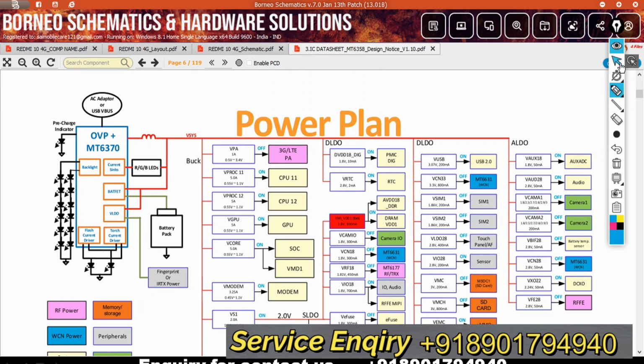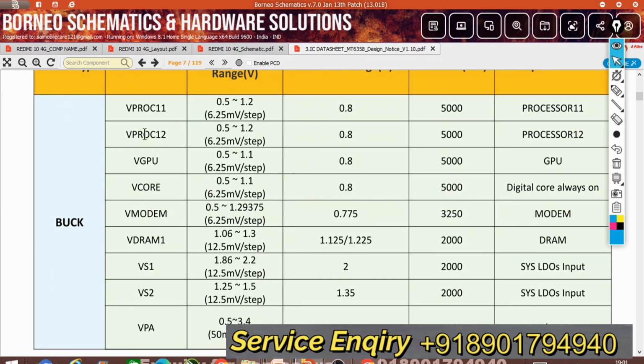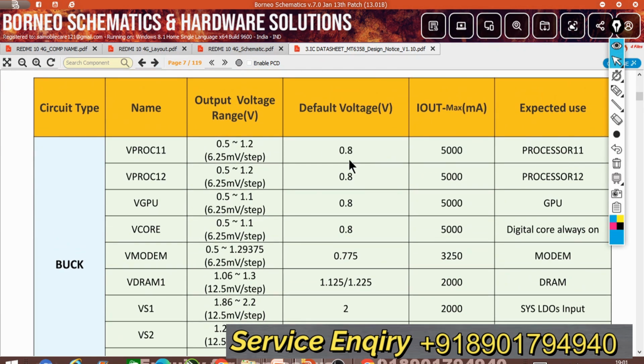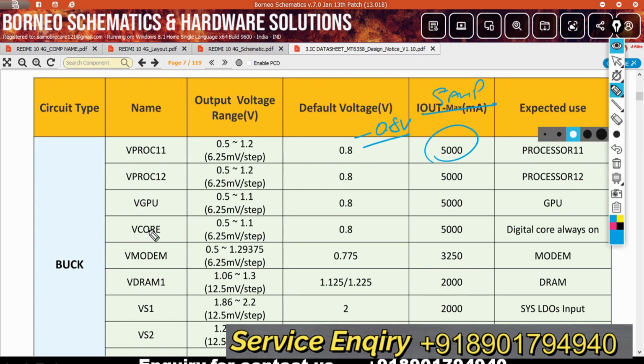Now let me show you one thing more. Now there are buck voltages. We see VPROC 0.5 to 1.2, 0.8, a default voltage, also 5000 milliamp. As I told you, this line is a high ampere line, it generates a high ampere. So 5 amp on this line, 0.8 voltage. This is the company data sheet. For processor 2, right now we see V core, digital core, always on, 5000 milliamp, 5 ampere, 0.8 voltage.